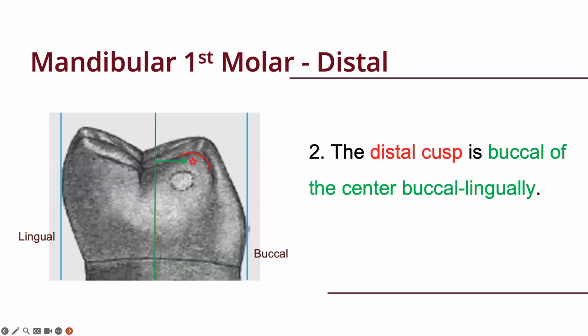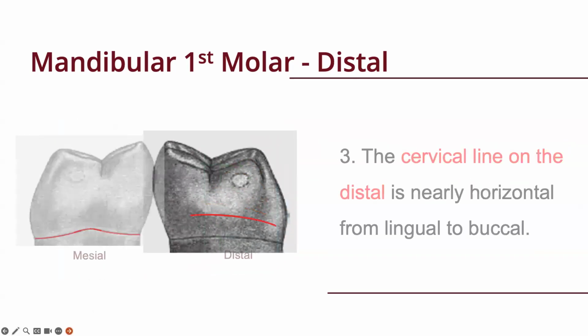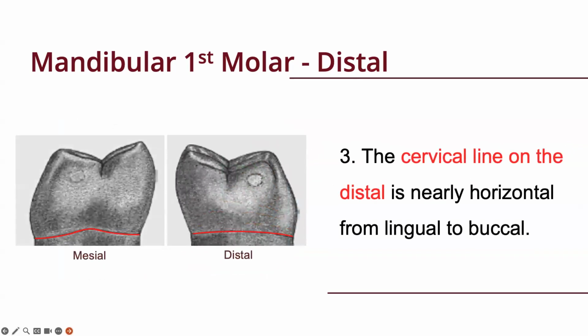The distal cusp is buccal of the center buccolingually. All right, here you can see the smallest fifth cusp, buccal of the center. The cervical line on the distal is nearly horizontal from lingual to buccal. And here's a comparison to the mesial, where you'll see about 1 millimeter of flexion of that cervical line.